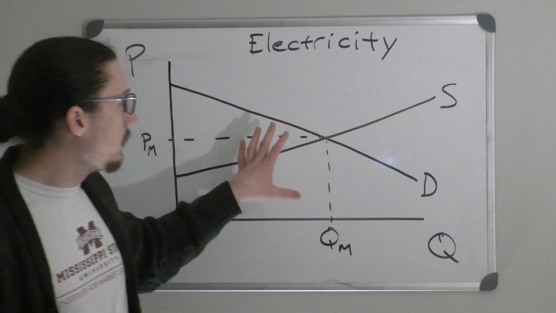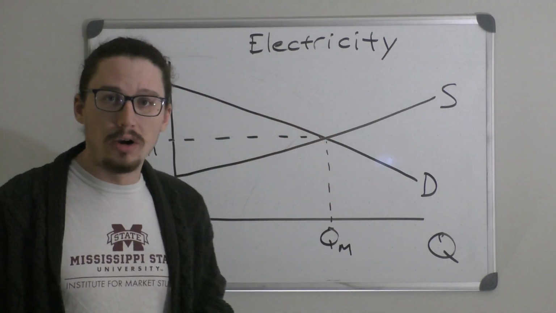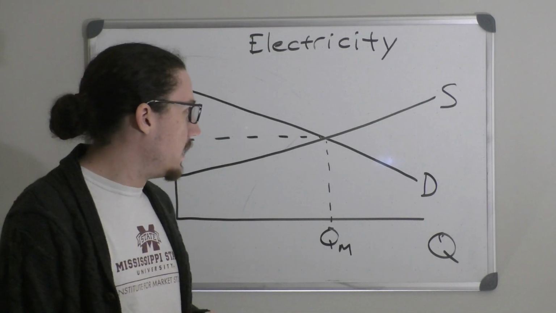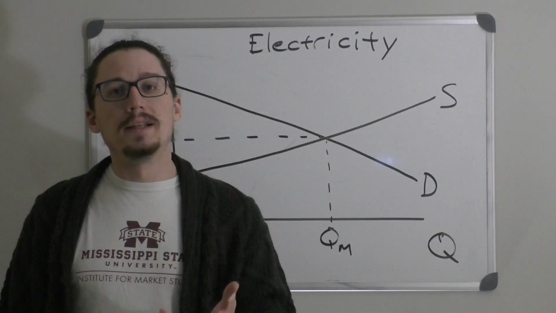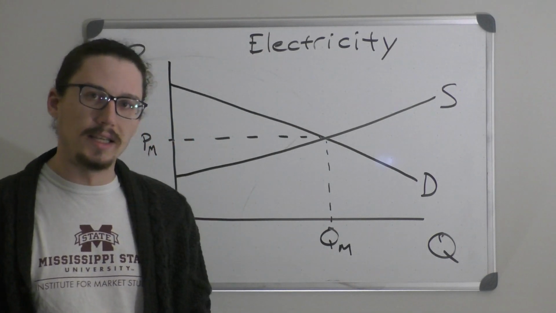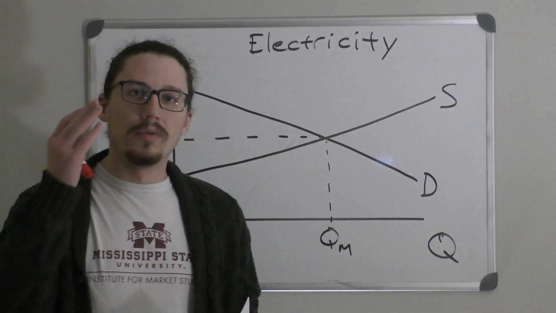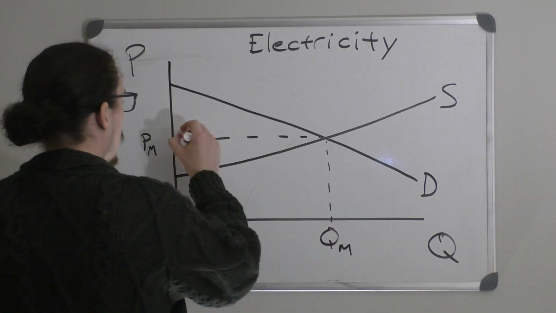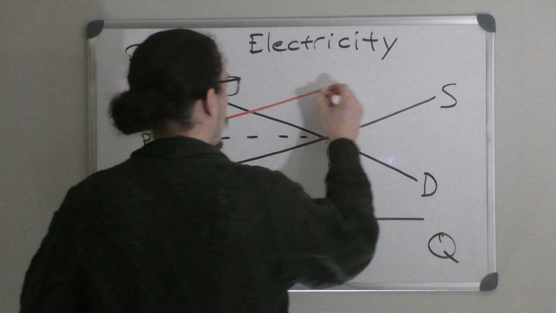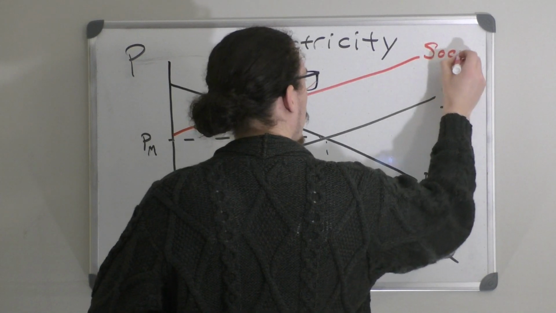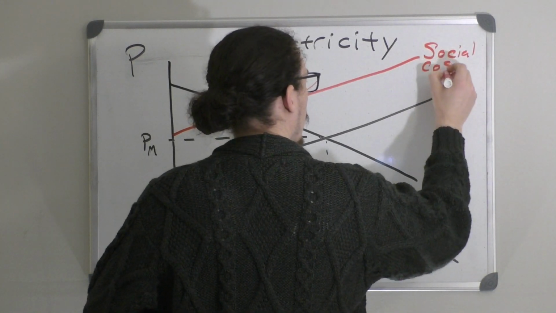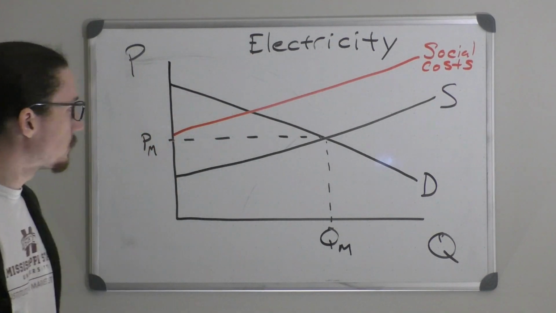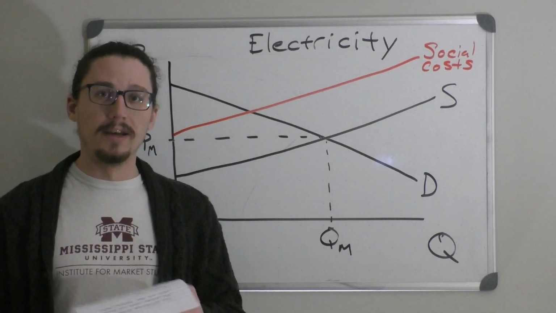Now, when we're left to our own devices, again, we make these decisions about consumption and production, and a lot of times we do not take those social costs into account. However, if we were to do that, it might look something like this.